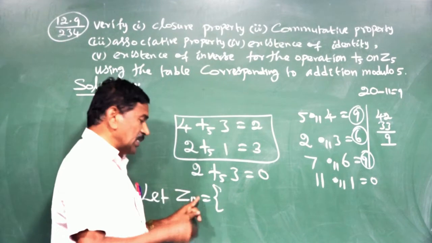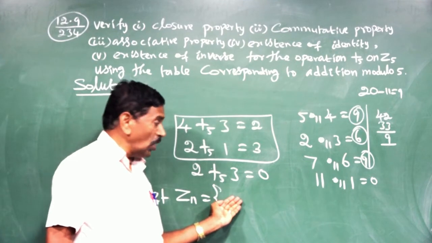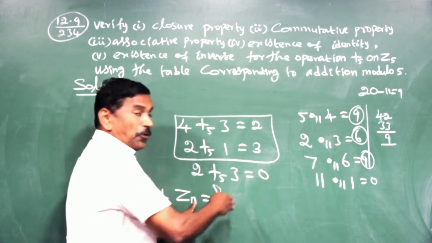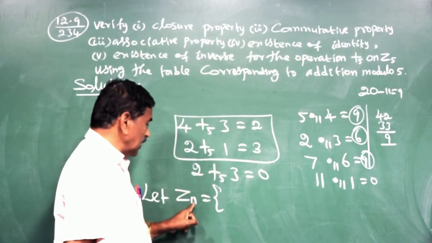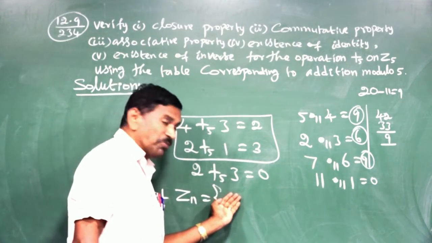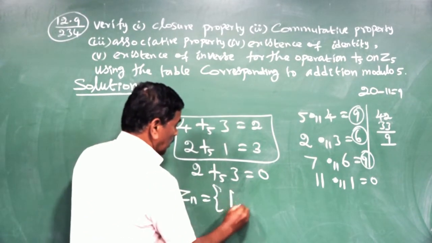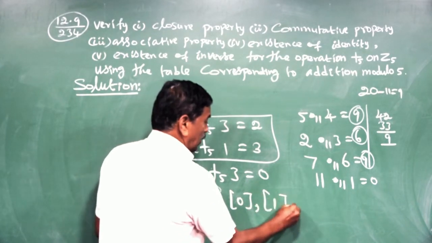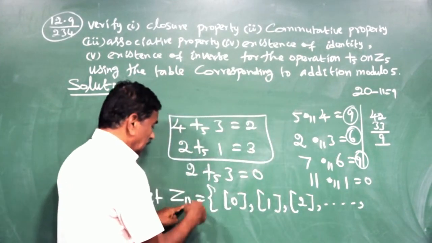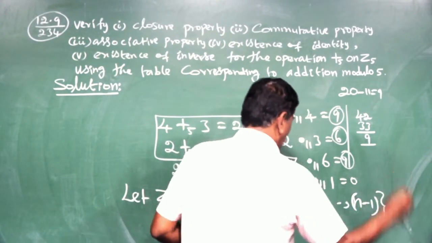Let Zn be the set of all congruence classes modulo n, which takes the values starting with 0 and ends with the before element of the suffix. Here the suffix is n, its before element is n minus 1. So Zn is the set of all congruence classes modulo n whose elements start with 0 and end with the before element of the suffix. So Zn is equal to 0, 1, 2, etc., up to n minus 1. Complete the bracket, that's all.